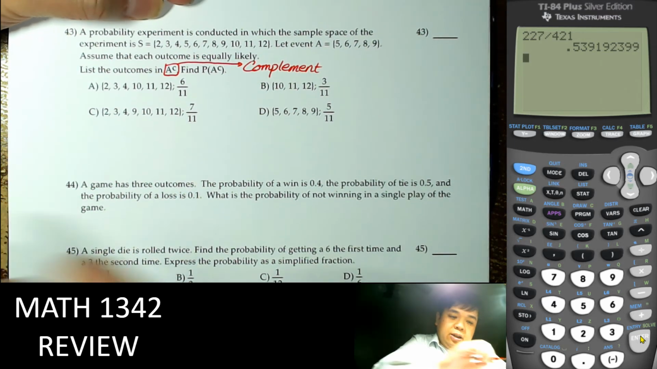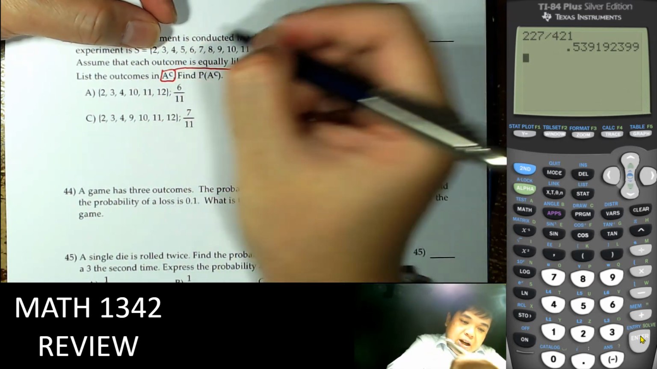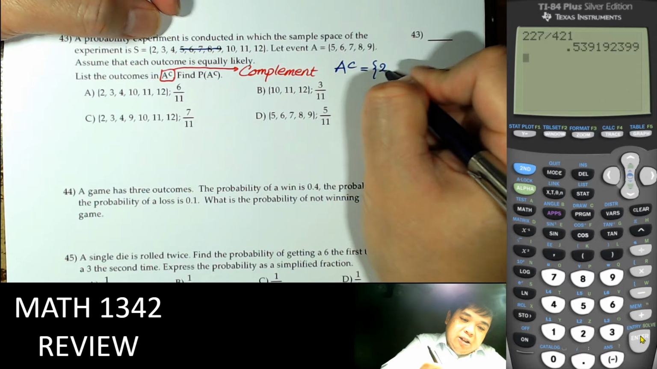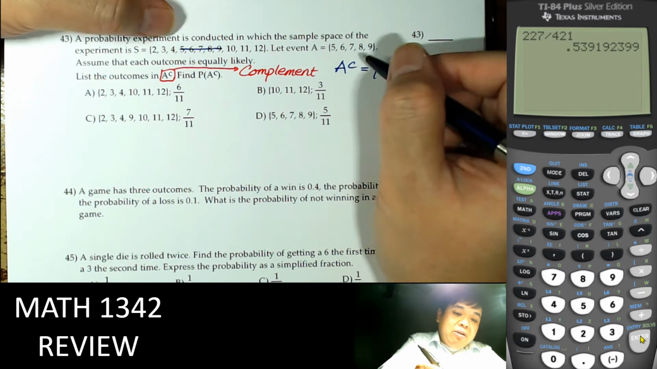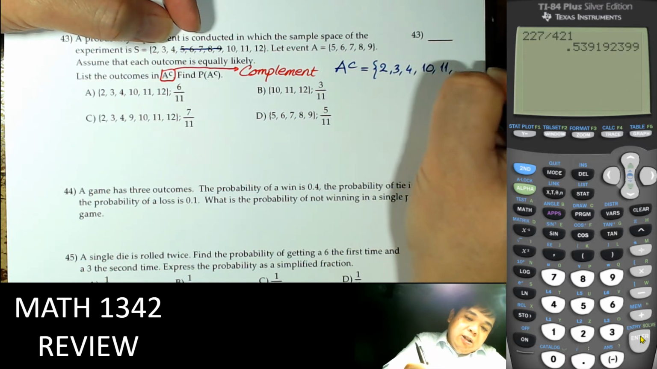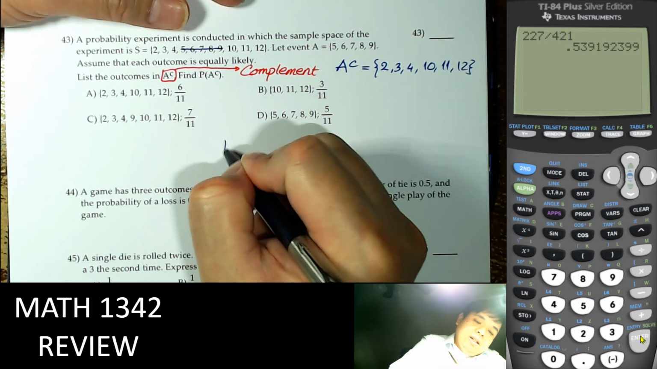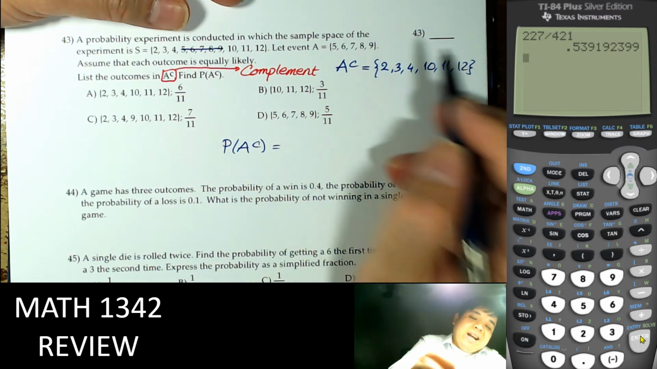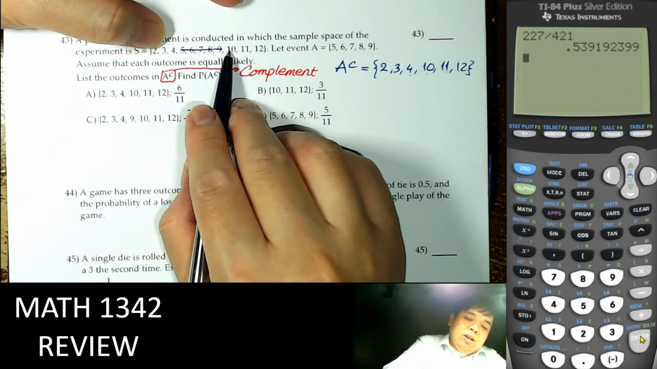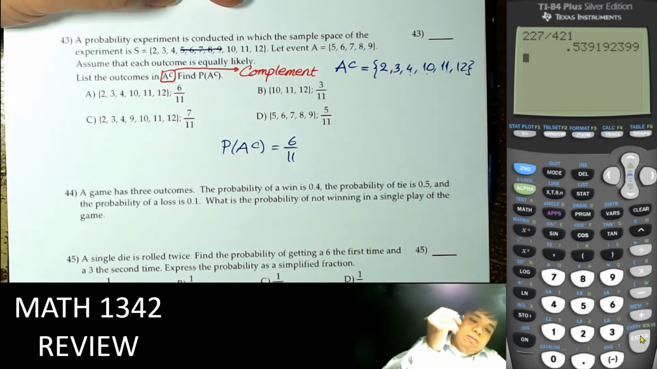So, not in A is pretty much everything except 5, 6, 7, 8, 9. So what's left is the complement. So in the sample space, we take out everything in A, which leaves us with these 6 numbers. And then as for the probability, just count 1, 2, 3, 4, 5, 6 out of the 11 outcomes. Right, so pretty much just that.